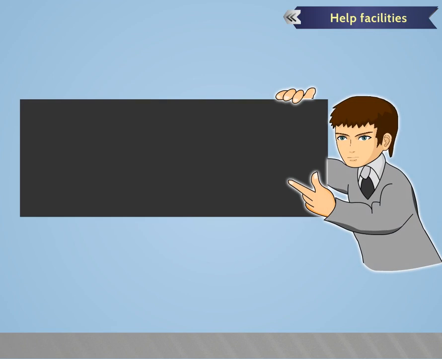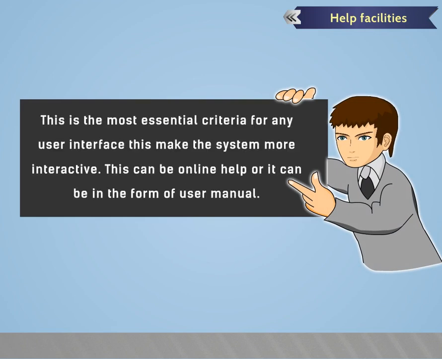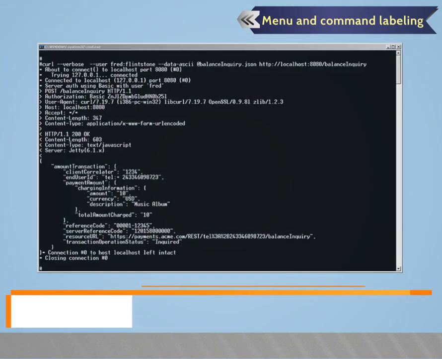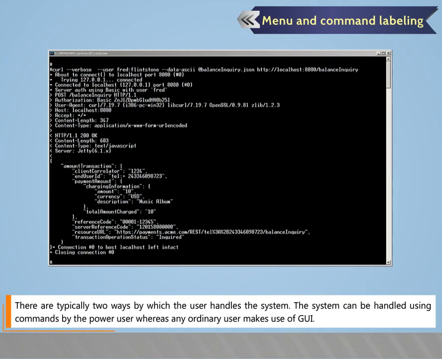Help facilities. This is the most essential criterion for any user interface. This makes the system more interactive. This can be online help or it can be in the form of a user manual. Error handling. Errors and warnings cause frustration to the user. Sometimes the error messages are in a very vague form. Menu and command labeling. There are typically 2 ways by which the user handles the system. The system can be handled using commands by the power user, whereas any ordinary user makes use of GUI.